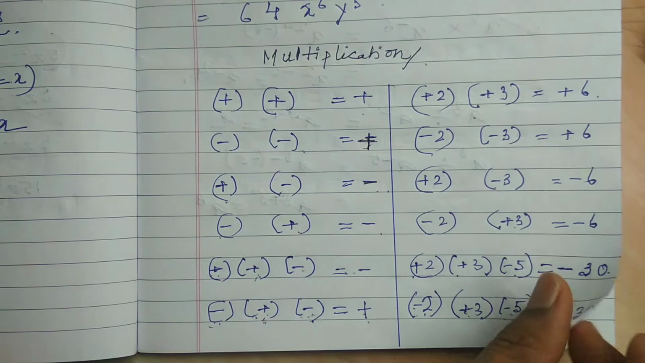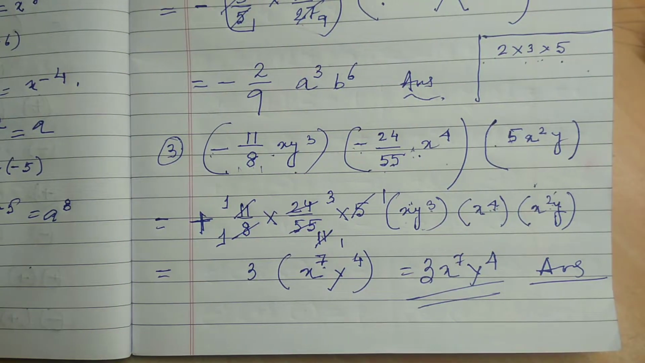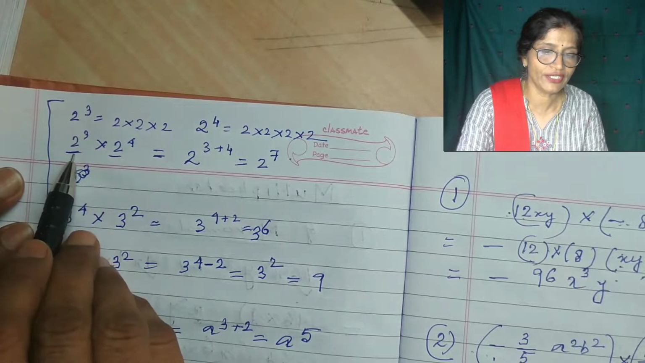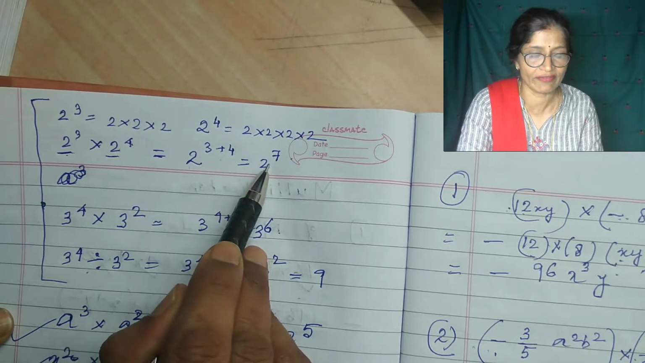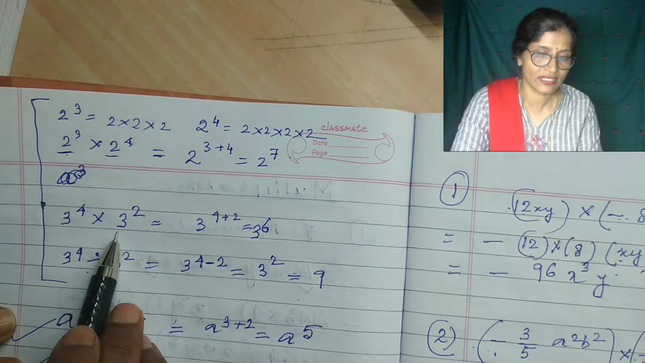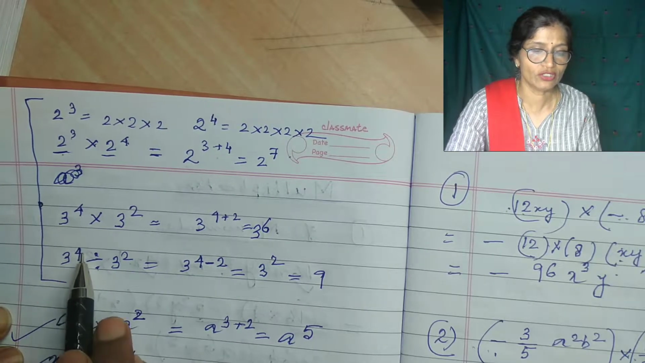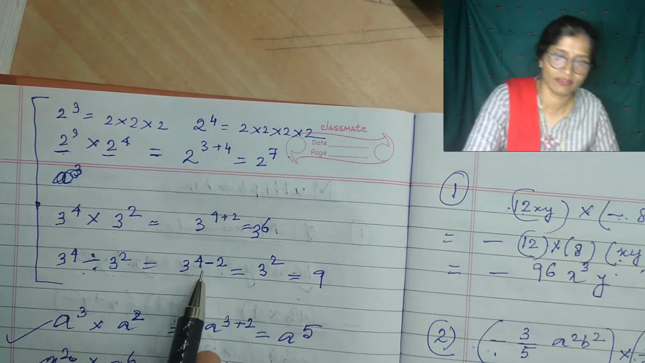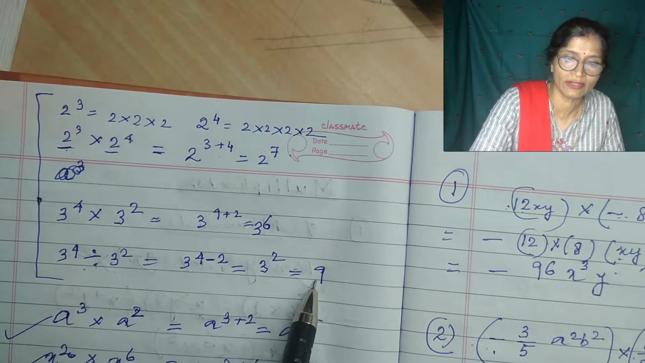Next I said to you that when the bases are the same, then the powers will be added, like in arithmetic. Like 2 to the power 3 into 2 to the power 4 is equal to 2 to the power 3 plus 4, that is 7. And when bases are the same and division is there, then powers will be subtracted. Like 3 to the power 4 divided by 3 to the power 2 is equal to 3 to the power 4 minus 2, that is 3 to the power 2.